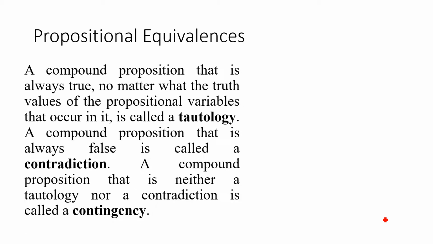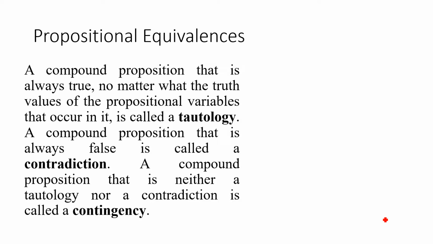So let's begin the presentation with the classification of compound propositions according to their truth values. A compound proposition that is always true, no matter what the truth values of the propositional variables that occur in it, is called a tautology. A compound proposition that is always false is called a contradiction. A compound proposition that is neither a tautology nor a contradiction is called a contingency.